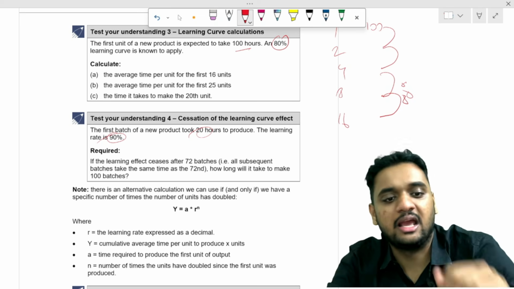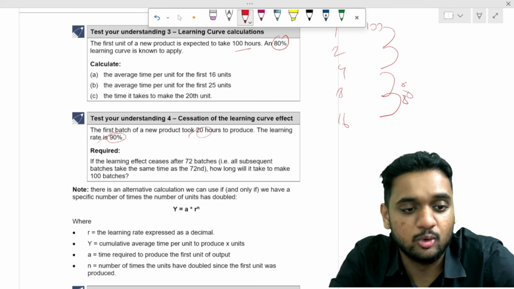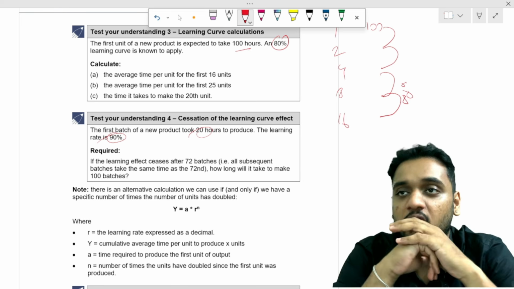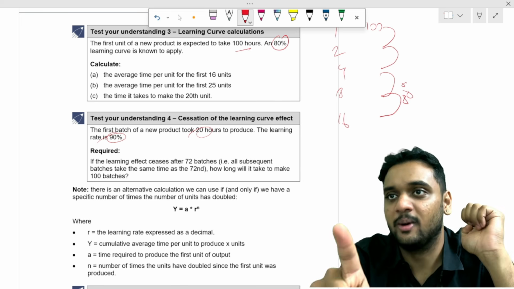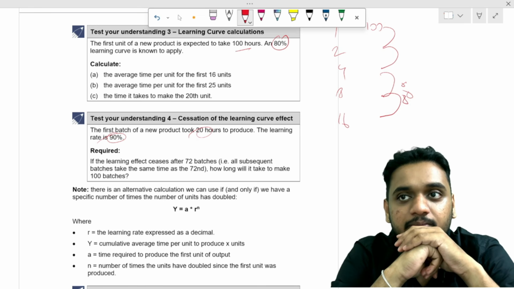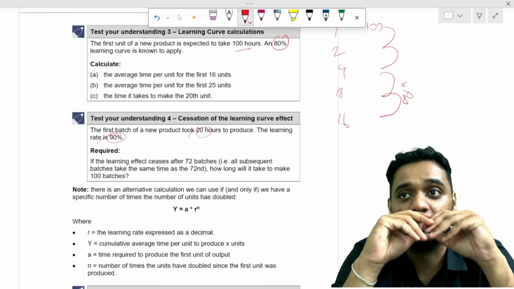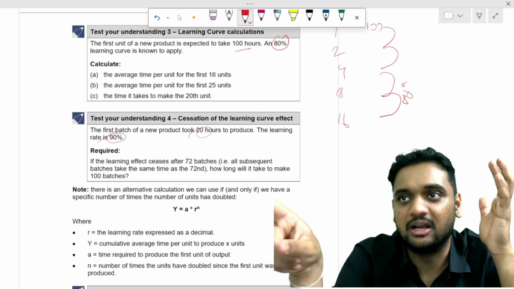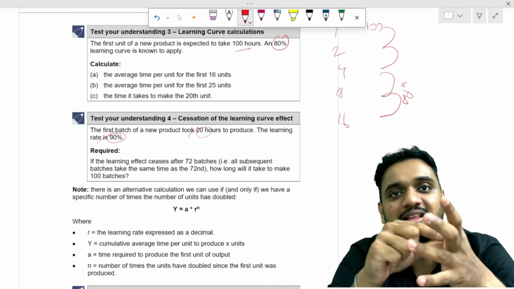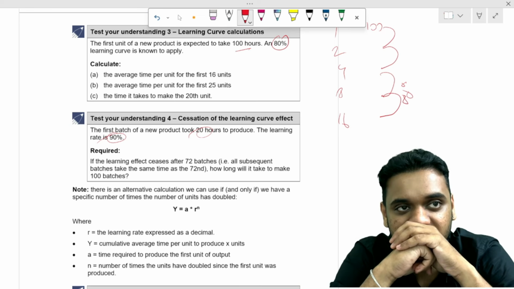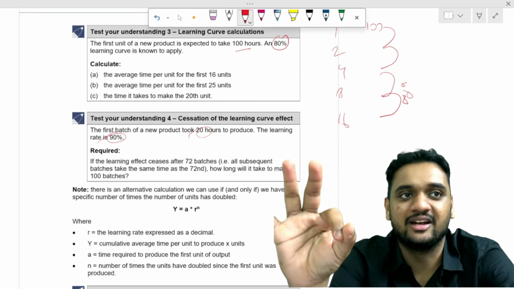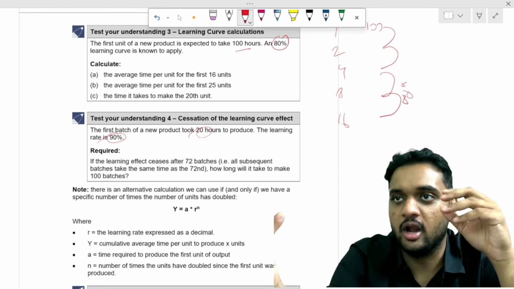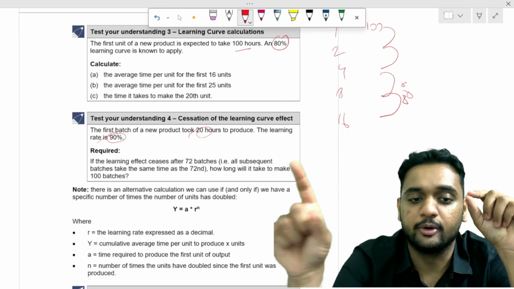90%. If the learning effect ceases after 72 batches, I told you, after 72 batches there will be no learning. There will be learning only up to 72 batches. After that, how many hours will it take? It will be the same constant. After the 72nd batch, every unit will take the same time as the 72nd batch. The 73rd batch will take the 72nd batch's time. Up to 72 units we will learn. After that no learning, so whatever units we produce will take the same time.